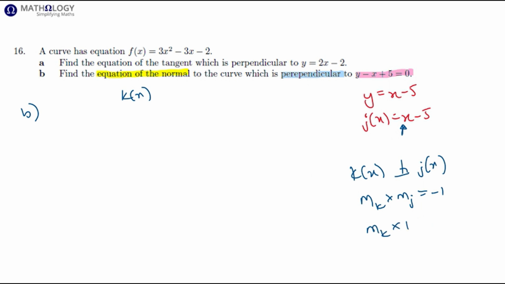Gradient of k times 1 equals negative 1. That means that the gradient of k has to be negative 1. So we've got the gradient of our normal k of x. Now again, we don't have a point of contact, so we have to find that out.